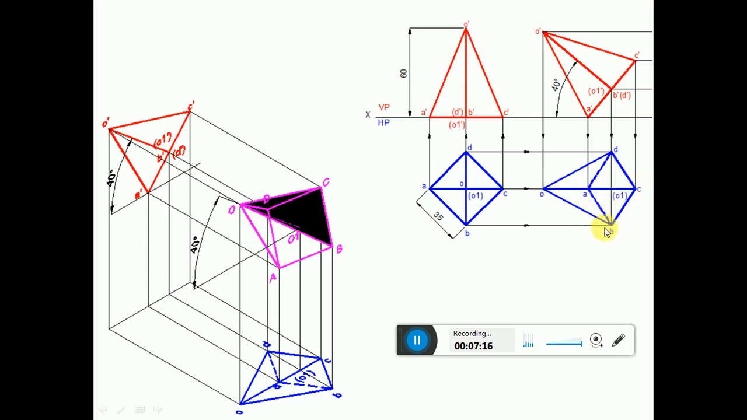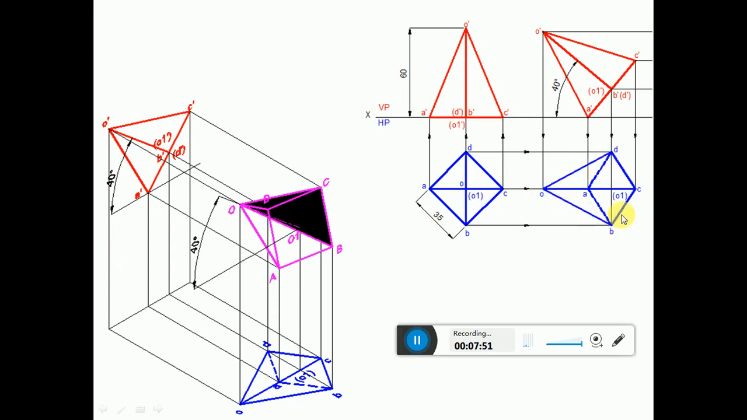Join between A to B, B to C, C to D and D to A, and then join O to A and O to C, and then join O to B and O to D. Now we need to show the visibility and invisibility. All these things you should do by using the continuous thin line. So the first rule of visibility is that all the exterior edges of the boundaries of the solid are visible. So OB, BC, CD and DO all are on the boundary of the solid. So naturally that will become visible.